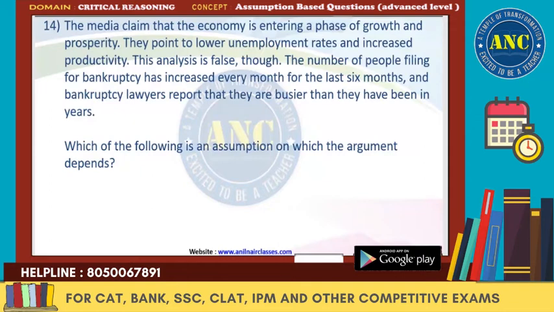Now, what is the conclusion of the argument? It is that the media are wrong in saying that the economy is entering a phase of growth and prosperity. Now, the basis for that claim is that the number of people filing for bankruptcy has increased every month for the last 6 months, and also that bankruptcy lawyers are busier than they have been in years. Now, for this argument to be valid, however, the author has to assume that the increase in the number of bankruptcies is a result of the state of the economy and not just the result of something unrelated.